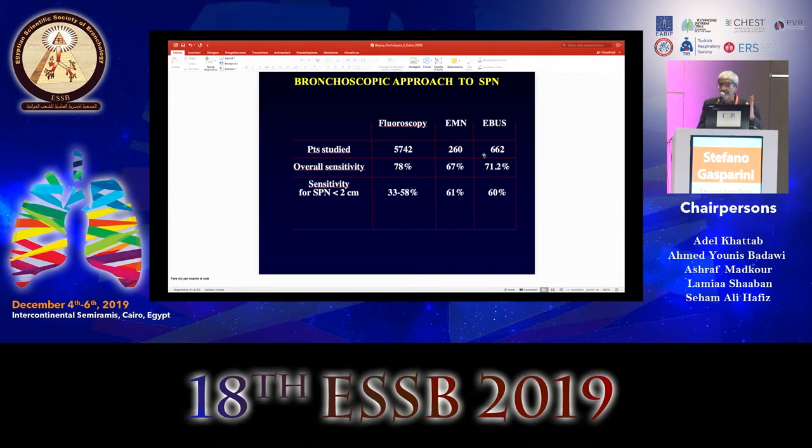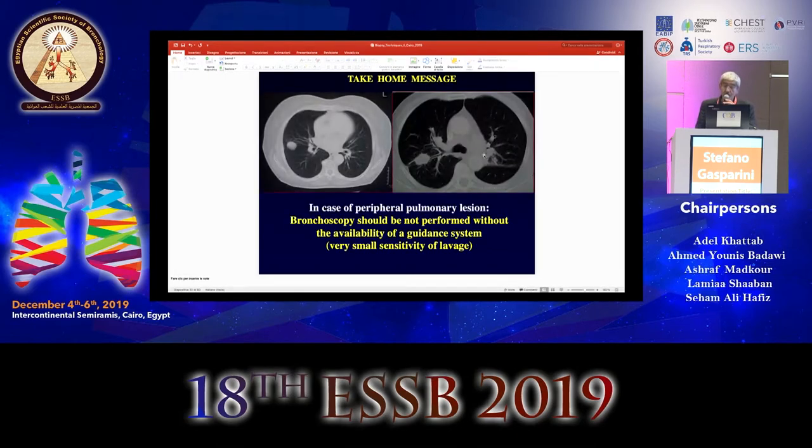What we can see based on retrospective studies is that maybe these new techniques, electromagnetic navigation or EBUS, may have a better sensitivity for small lesions, less than 2 centimeters, that in effect are difficult to visualize with fluoroscopy. But for larger lesions, there is no study that really demonstrates that these new technologies are better than old fluoroscopy. In any case, what is the take-home message?